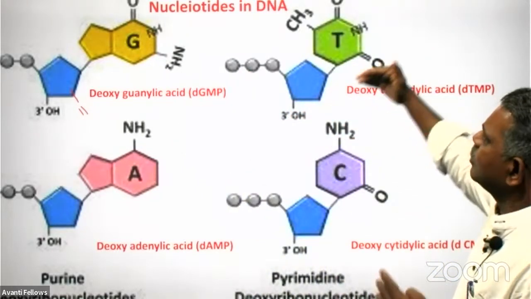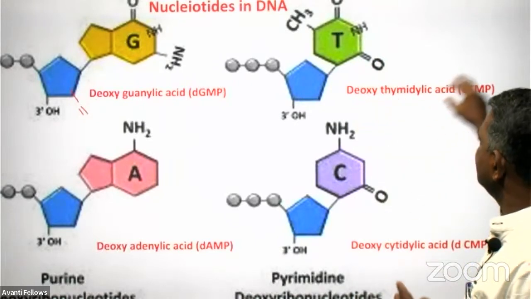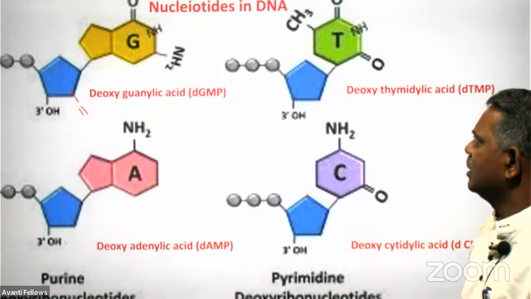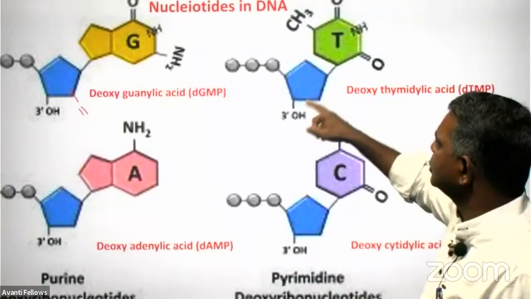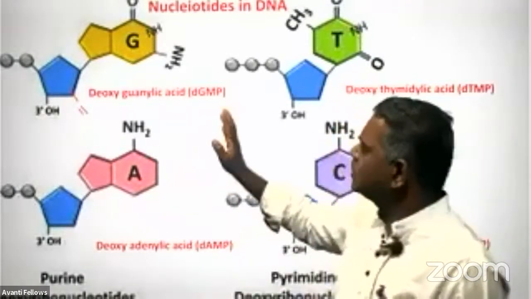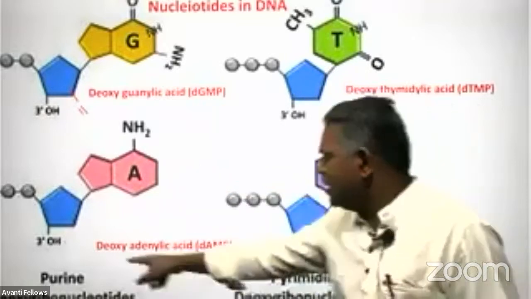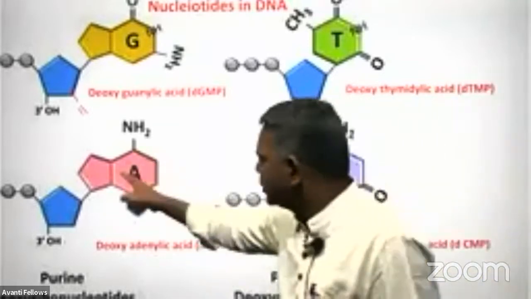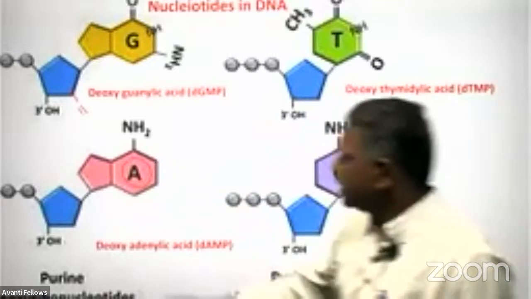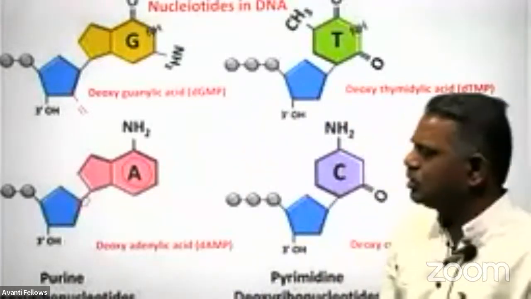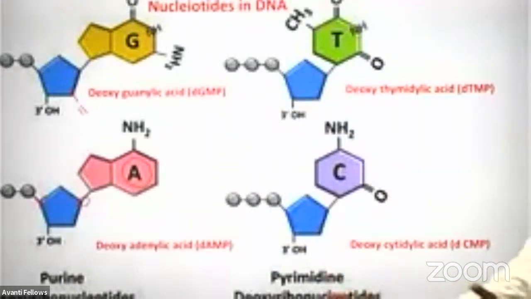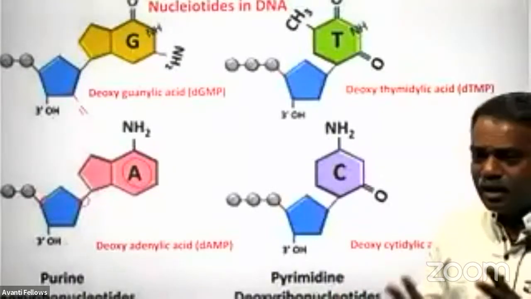And this is another nucleotide in DNA, called deoxythymidylic acid or deoxythymidine monophosphate. It has thymine, the deoxy sugar, and the phosphate molecule. Similarly, another nucleotide in DNA is deoxyadenylic acid or deoxyadenosine monophosphate. Here the nitrogenous base is adenine, connected to the first carbon atom of the pentose sugar, deoxyribose, and the fifth carbon atom is connected to the phosphate molecule. That is deoxyadenylic acid or deoxyadenosine monophosphate.